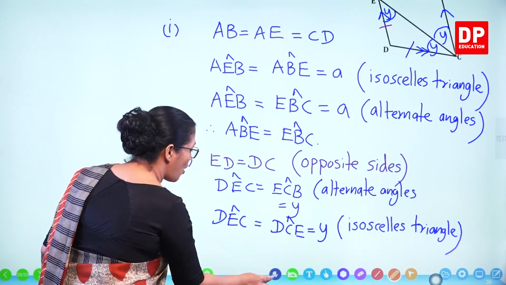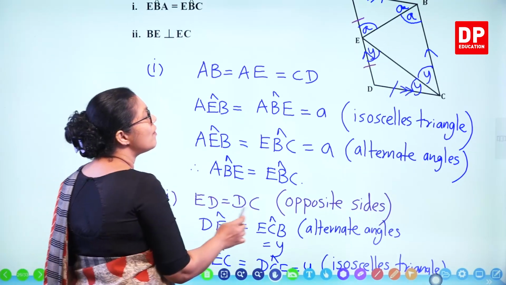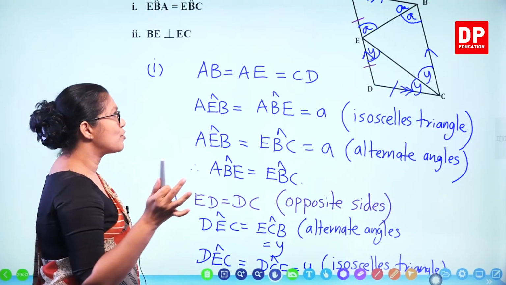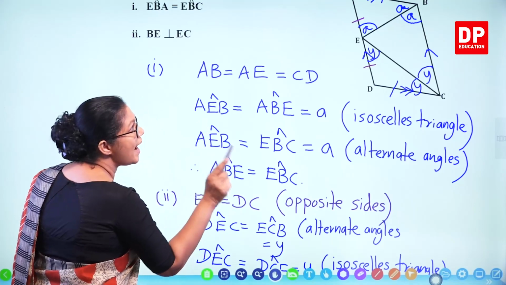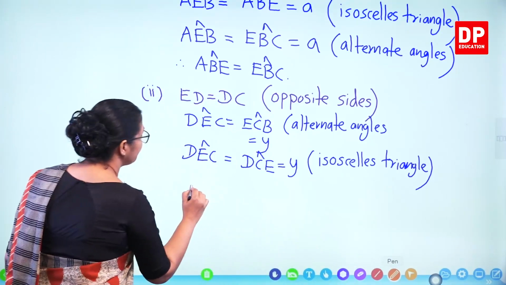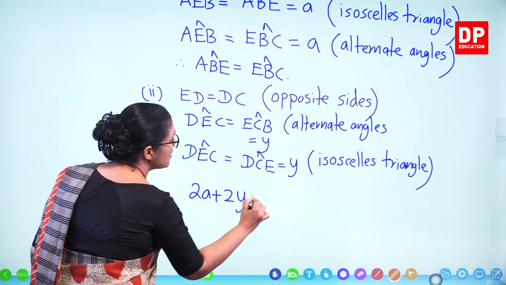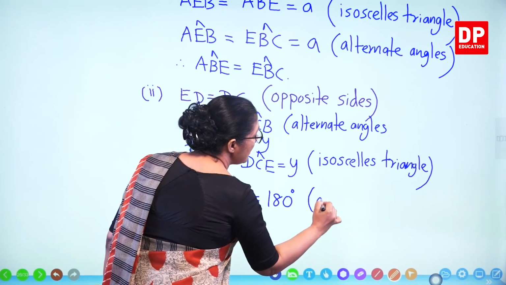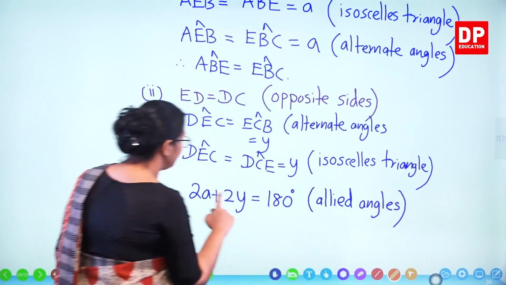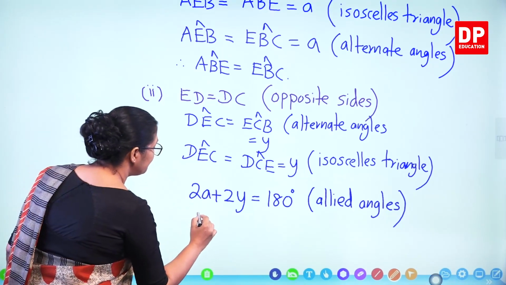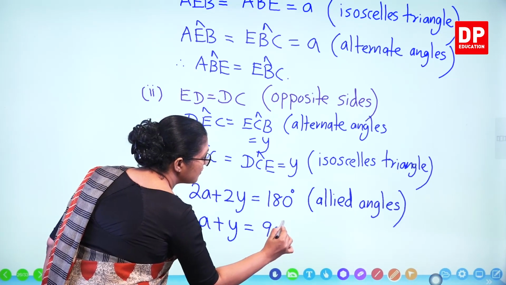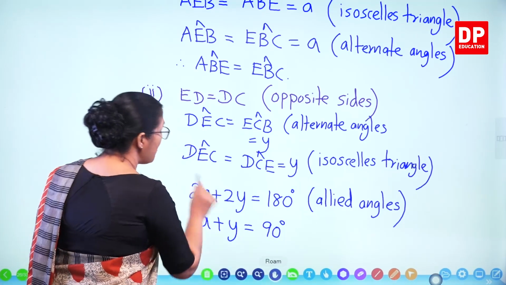Now what can you say about the angles of a parallelogram? Allied angles add up to 180. So we'll add 2a and 2y. So 2a plus 2y equals 180. Allied angles add up to 180. So divide the whole thing by 2. a plus y equals 180 divided by 2, 90. a plus y is 90.